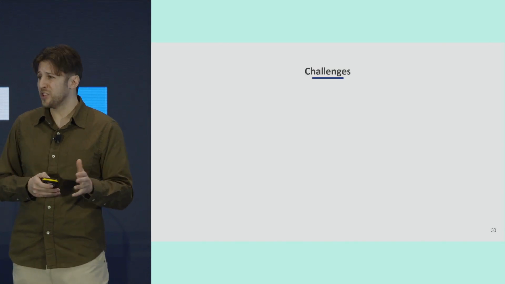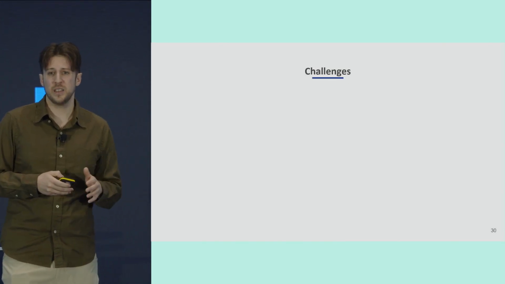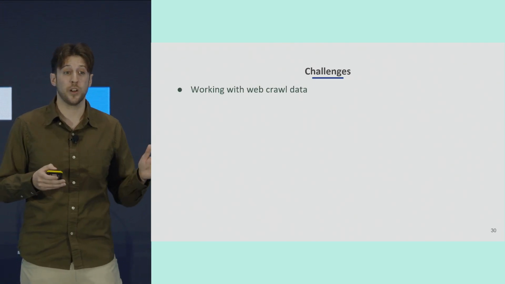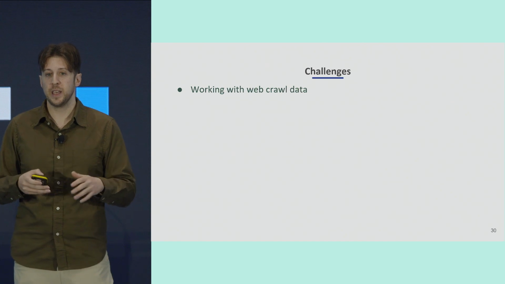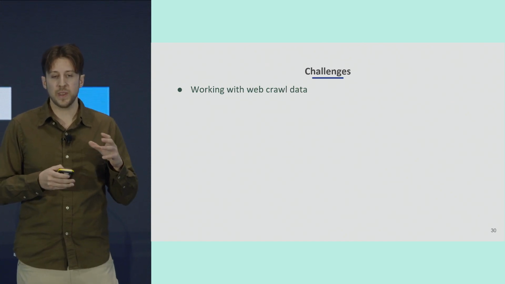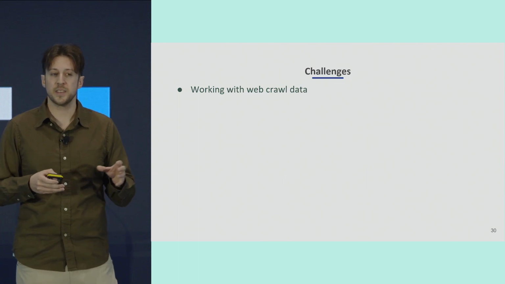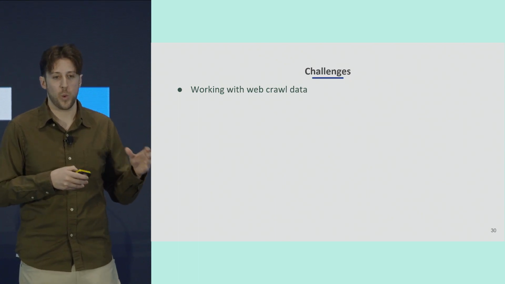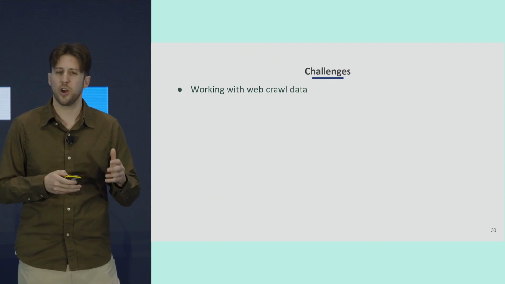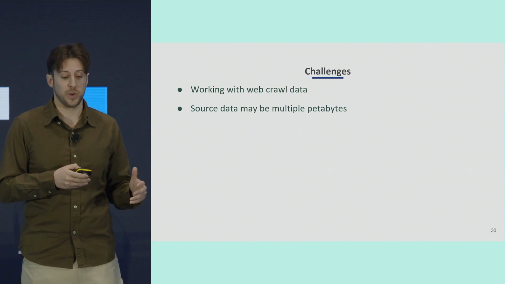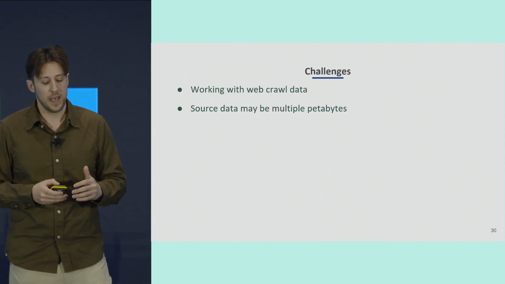So what are some of the challenges as we go through this? The first one I would talk about is that working with web crawl data is just really hard. Super high cardinality, very heterogeneous, and there aren't clear and established ways to consistently get high value content extractions from web crawls. So they're generally pretty hard to use. And the data itself is pretty large at source. Like it can be multiple petabytes.